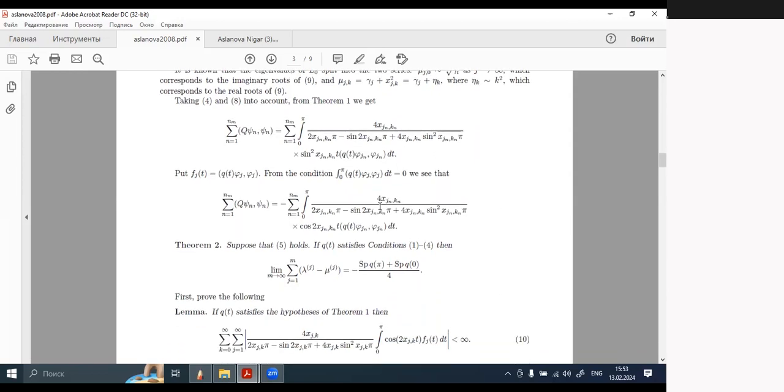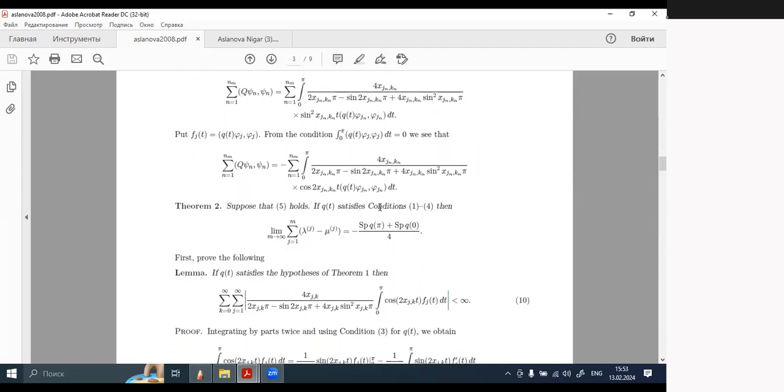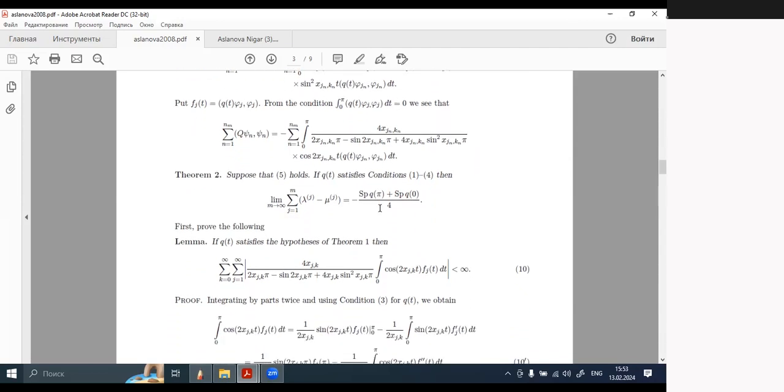But what was done? Cauchy residue theory was applied here. Why? What was done? We selected some function of a complex variable.